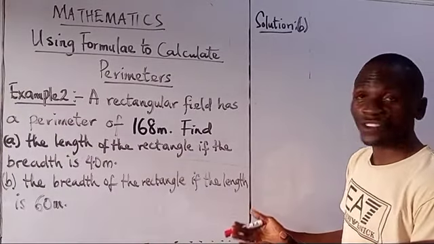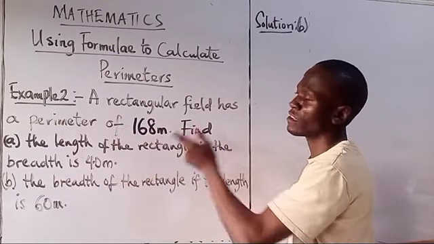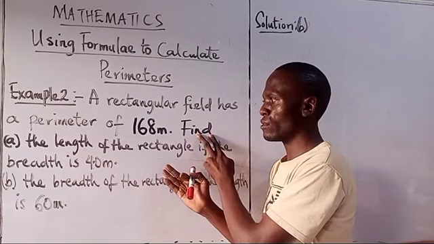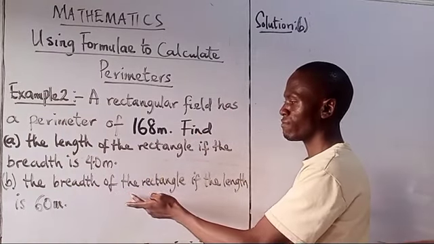We are going to read the question again. A rectangular field has a perimeter of 168 meters. Find... we don't have any business with A anymore. Find the breadth of the rectangle.